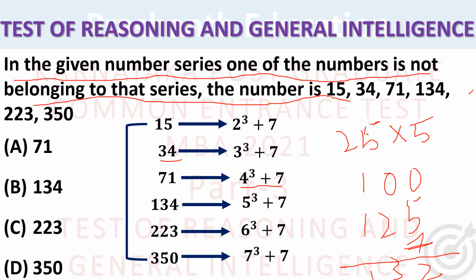Now we got which one is the wrong one. It's 5 cube plus 7. So the wrong one is 134. You need to be very quick in your calculations, otherwise you will find it difficult. For that, if you look at my playlist, you will get all the quick tricks on how to do multiplication and all, so you can use it. Okay, let's go into the next question.